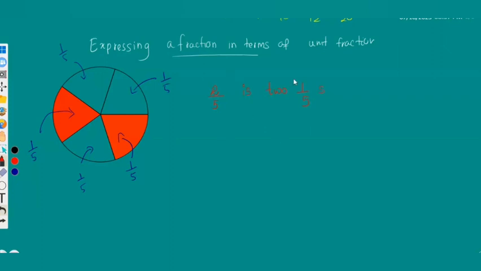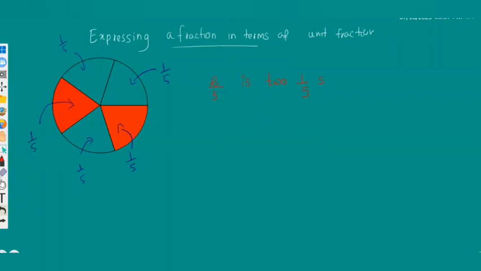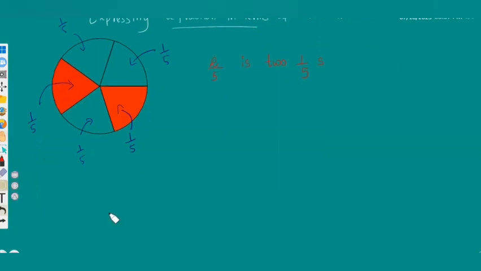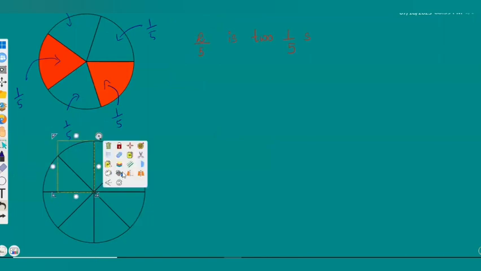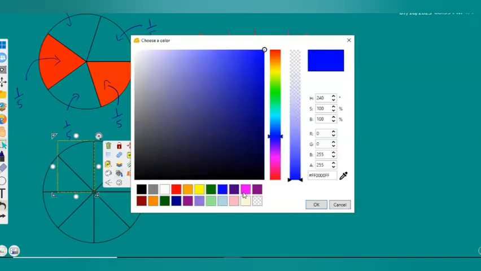Two 1/5s. 2/5 is 2 1/5. This is called expressing a fraction in terms of unit fraction. This is divided into 8 parts. That means how many 1/8s are there? How many 1/8s are there?